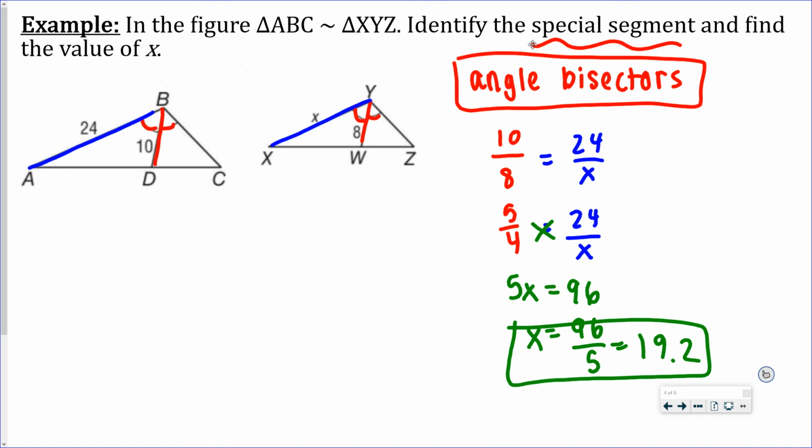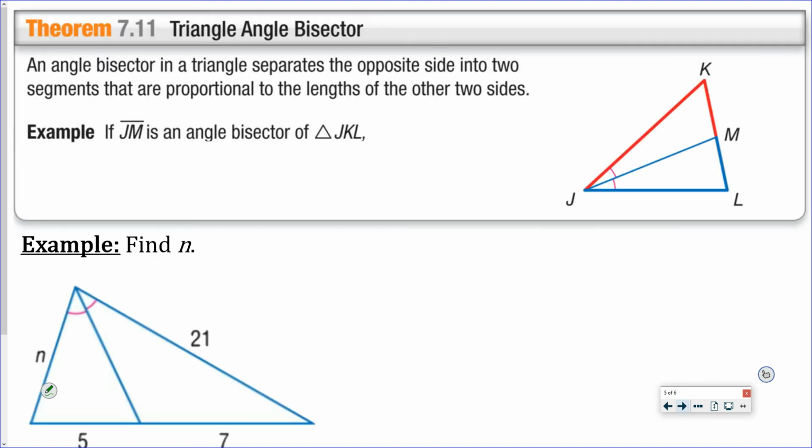Okay, the fun thing about angle bisectors is they have one other special characteristic, and that's our last theorem for today. Now notice how in this picture, they're only giving me one triangle. So this isn't a relationship in similar triangles. It's just a relationship with proportions of an angle bisector in any triangle. It says an angle bisector in a triangle separates this opposite side.